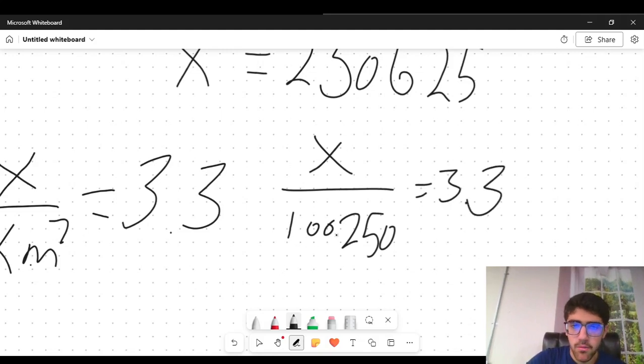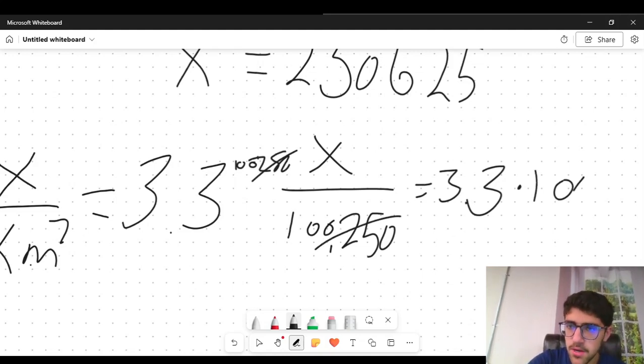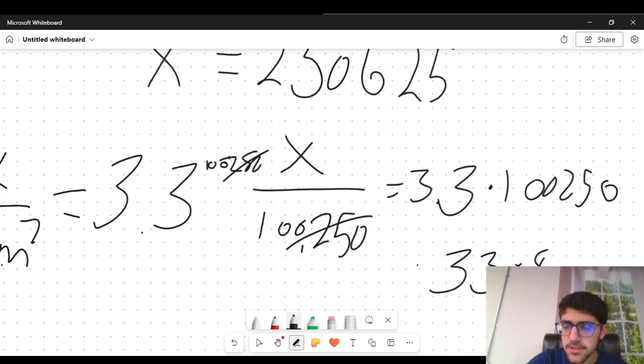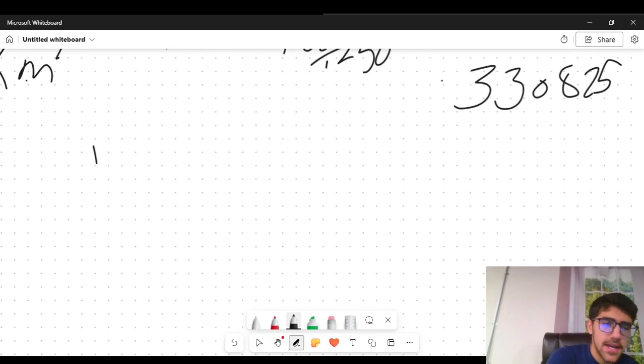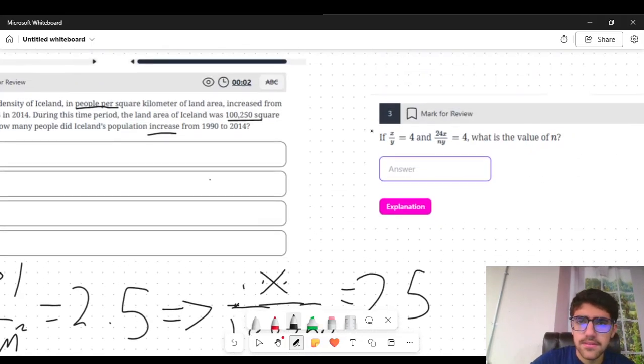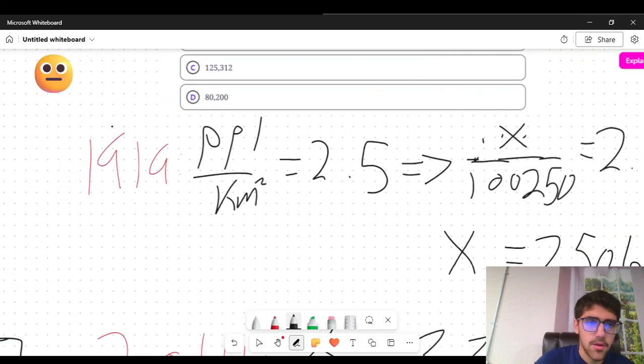Multiply both sides by 100,250. So the 100,250 cancels out on this side because we're putting it on the top. Then 3.3 times 100,250, this one I'm just going to put into Desmos. 3.3 times 100,250, I get 330,825. So in 1990, sorry, not 1919. I think it was 1990. Yeah, it was 1990. I don't know why I said 1919.